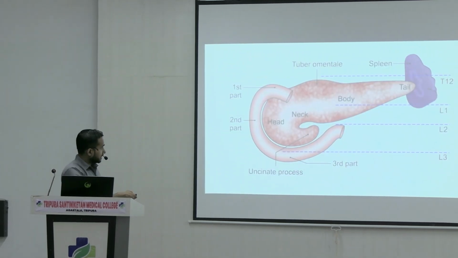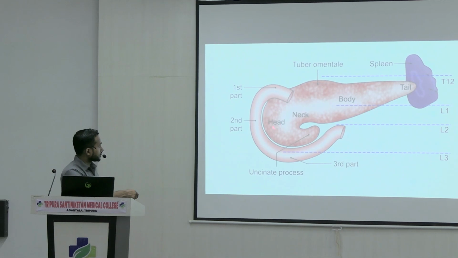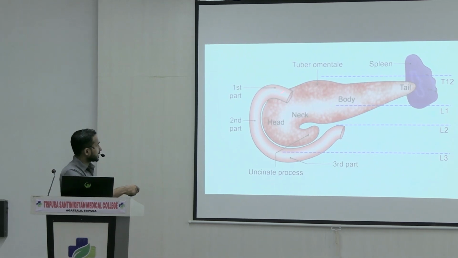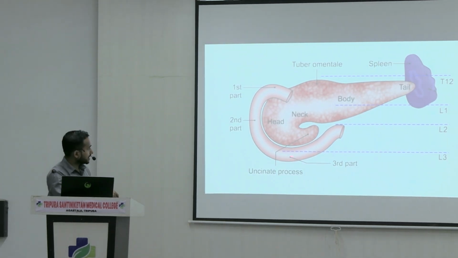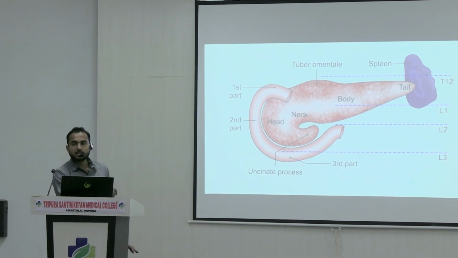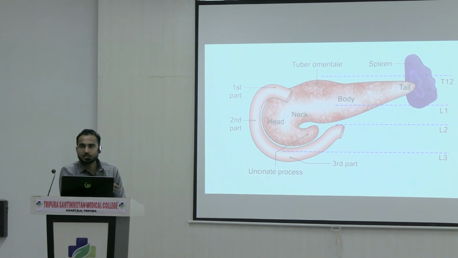Now here you can see the first, this is the head of the pancreas. Here you will get the upper border, here the lower border, and this is the right lateral border. Now if you see the relations, the lower border is related to the third part, the upper one is related to the first part, and this is related to the second part of the duodenum. Along with that, you will also get the superior and inferior pancreaticoduodenal artery anastomosis.